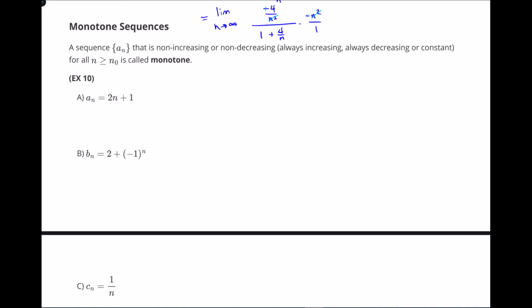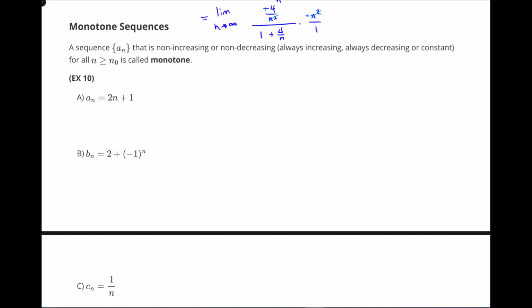So if that happens for all values of n, your subscript, greater than or equal to some given subscript, it doesn't have to begin at 1, it doesn't have to begin at 5. As long as this pattern happens at some point, we can call it monotone.